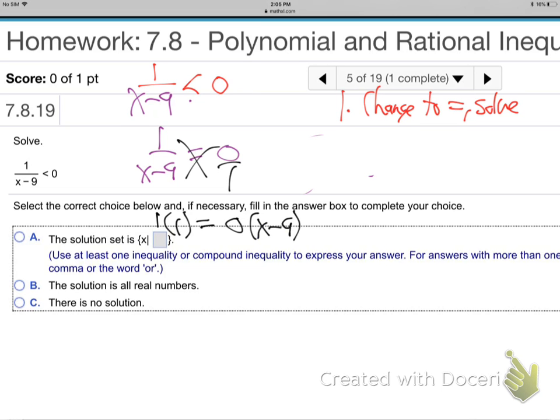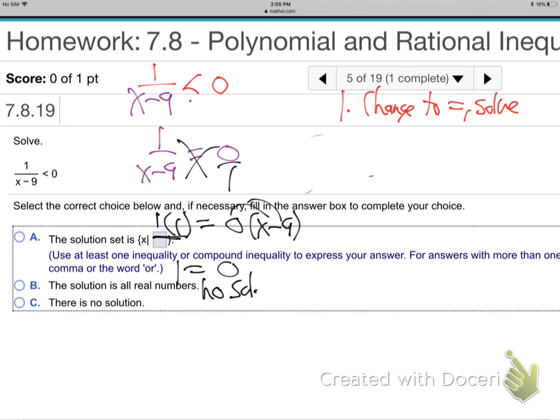Right? And then what's 1 times 1? 1. And what's 0 times anything? 0. 1 equals 0. Where'd the x go? See, there's no solution. No solution. That's the more formal way. Or you could just look at the thing and go, not going to happen. Right? Top can't be 0.